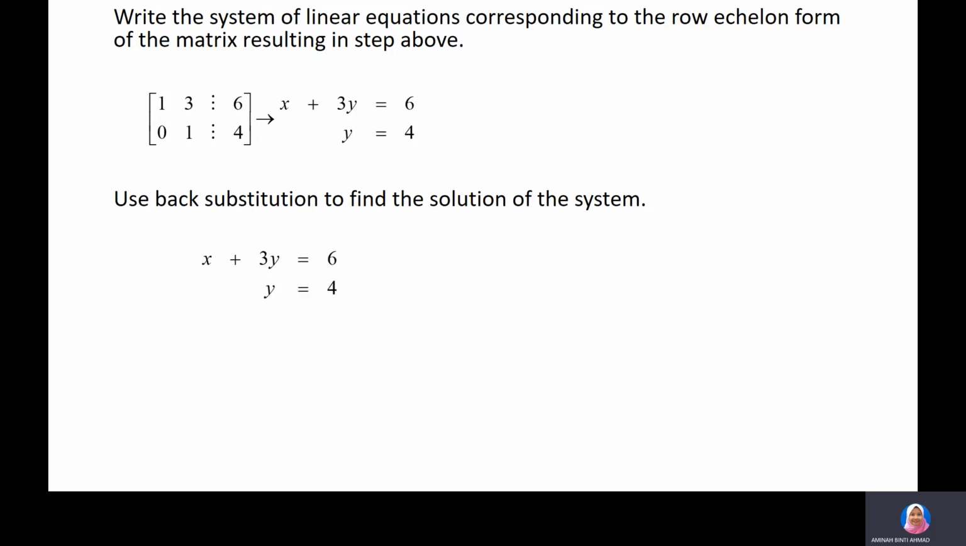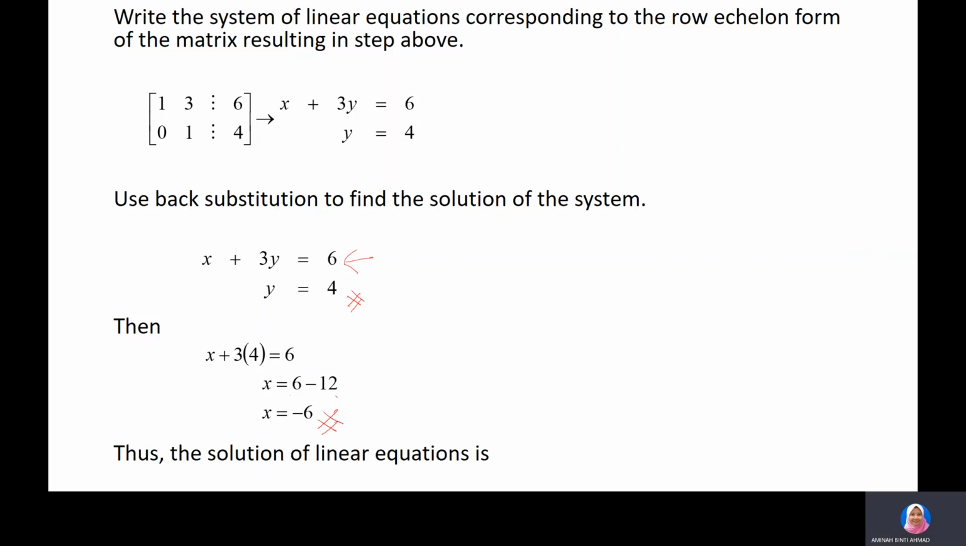Okay, so when we have y equal to 4, we can find x by substituting y into this equation. So you get x plus 3 times 4 equal to 6. 3 times 4 equals 12, you bring it to this side, and you get 6 minus 12, which is negative 6. Thus, the solution is x equal to negative 6 and y equal to 4.